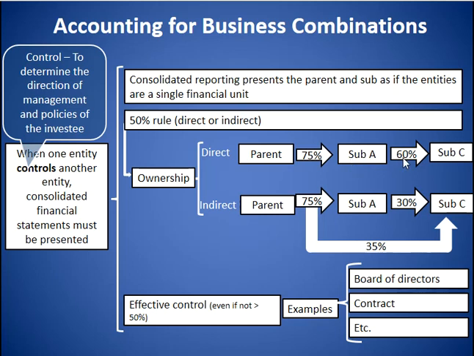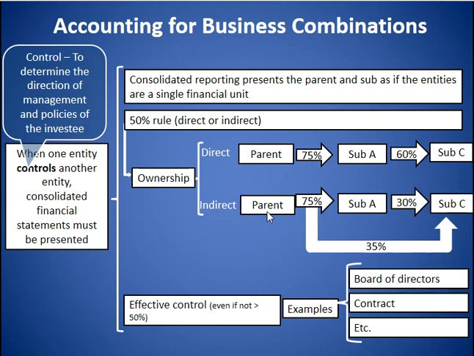Sub A controls 60% of sub C. Therefore, we exert control across the board through 75% of sub A, and then A having 60% of sub C. So that would be a situation where we would normally consider a consolidation. Now, there can also be an indirect type of interest.